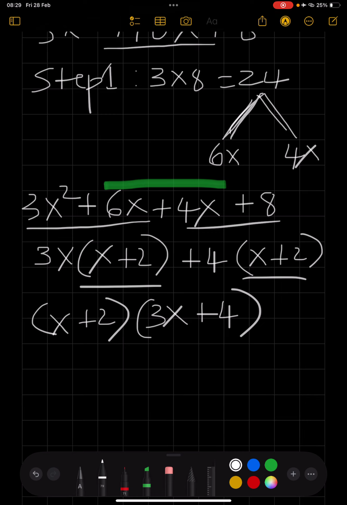And this method works for all rational exponents.